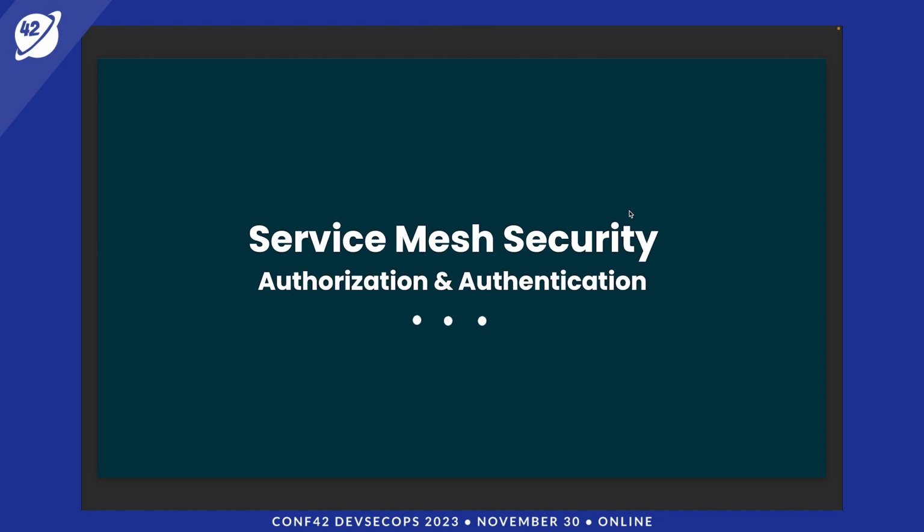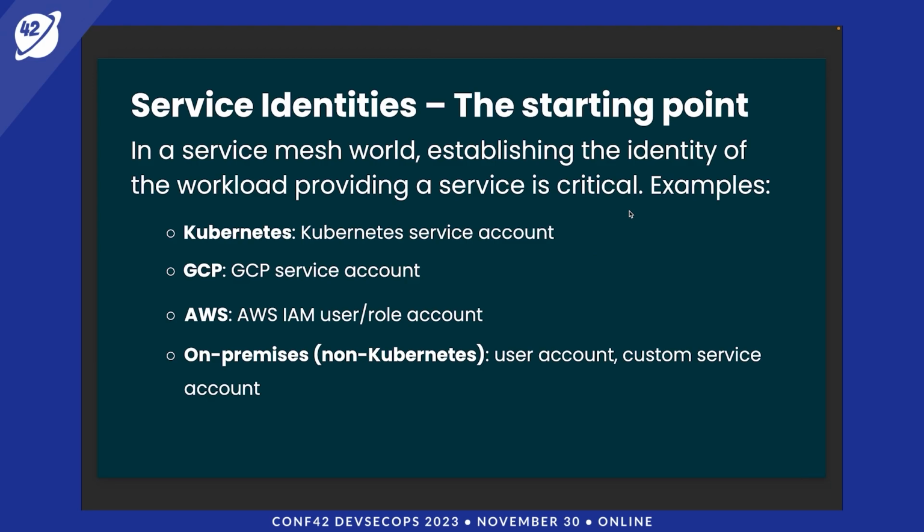Okay, so let's talk about Istio service mesh security. When we talk about security, we will specifically look into the authentication and authorization policies. And for authentication and authorization, we have to start from somewhere, for example service identities. Before we start enforcing policies, we need to have some kind of identity assigned to each of our services inside our service mesh. This will be the starting point.